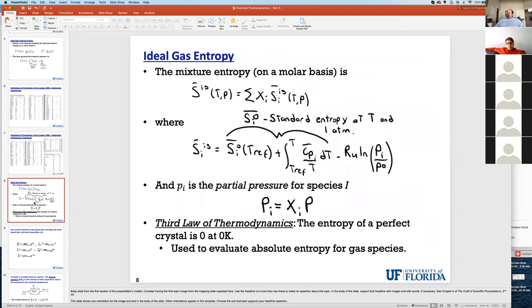There's the ideal gas entropy. Again, for the mixture entropy, the overbar denotes a molar basis. It's just the sum of the mole fraction times the molar entropy for all the species. The molar entropy for a species is very similar to the ideal gas entropy you have been using since your thermodynamics days, where we have the integral of Cp over T dT minus R times the log of P over P naught.